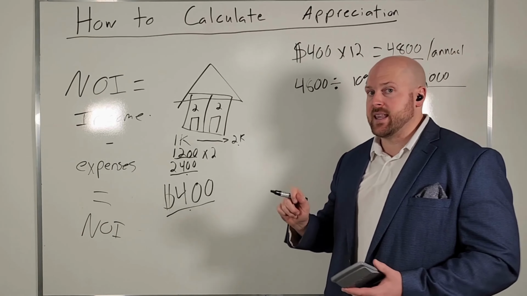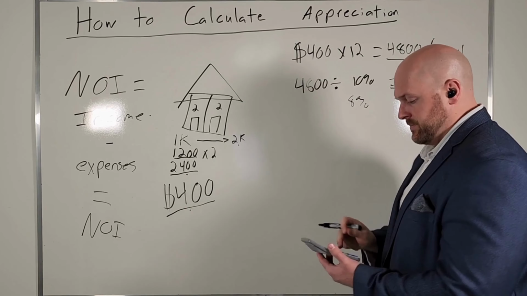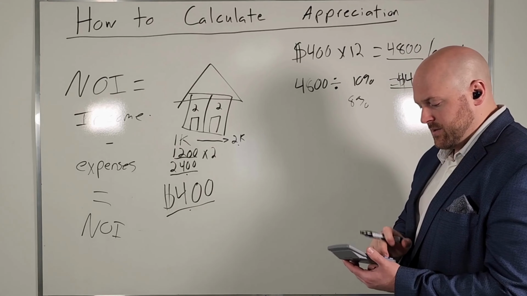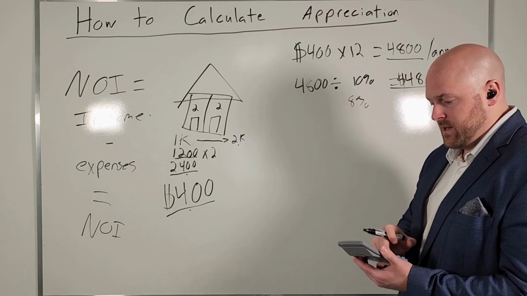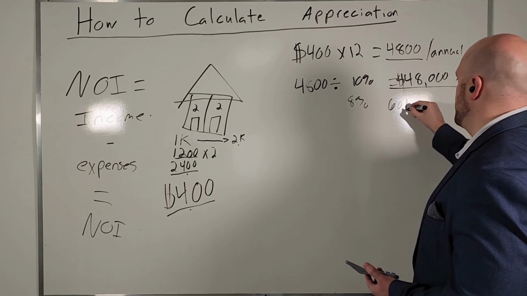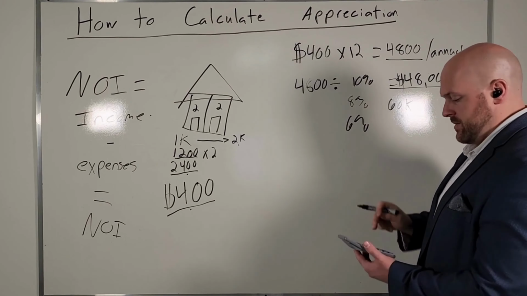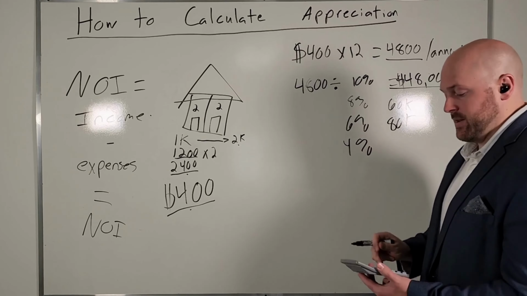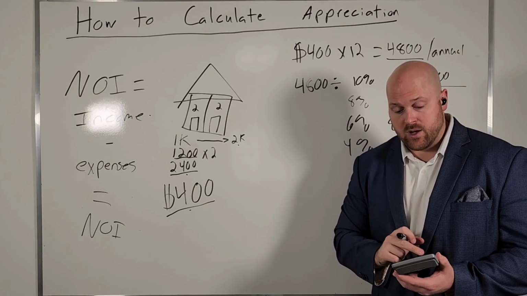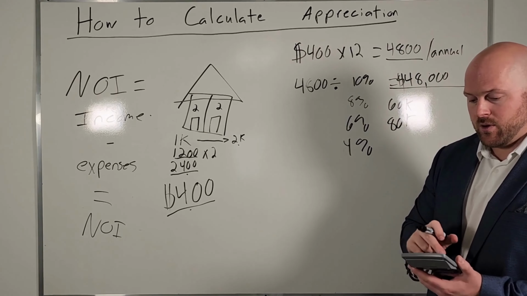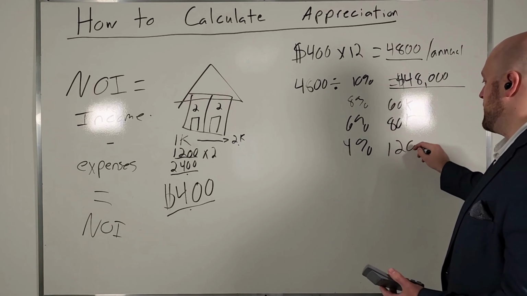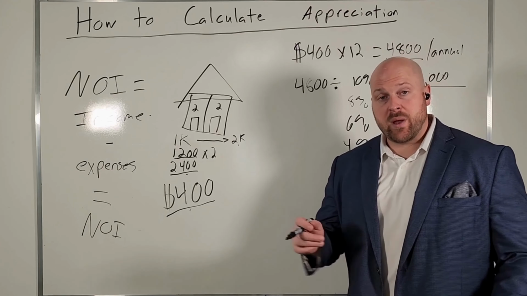Let's do the same scenario here with an 8% cap rate. $4,800 divided by 0.08 equals 60K. Let's do 6%. $4,800 divided by 0.06 equals 80K. If you're in a 4% cap rate market, your $4,800 annual increase divided by 0.04 is going to equate to $120K. So depending on the cap rates, you can see that this drastically changes, right?